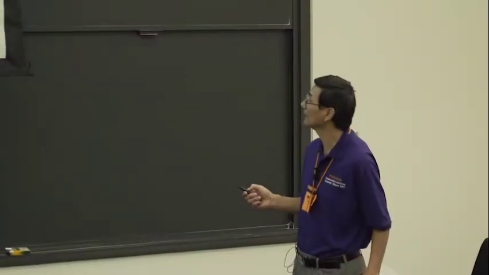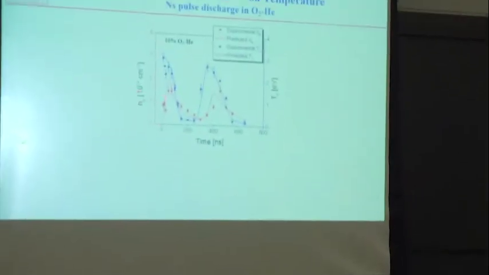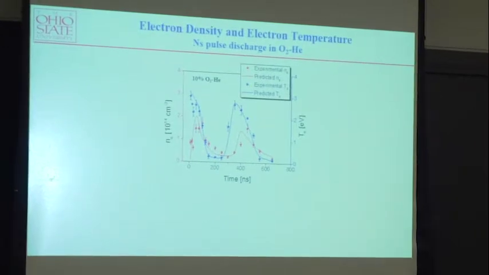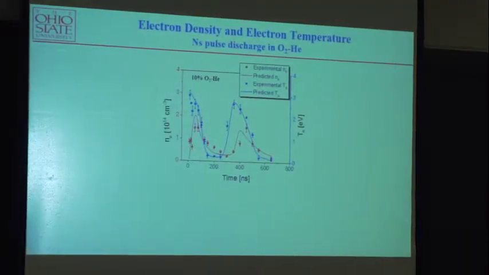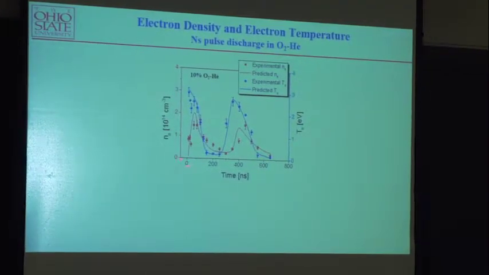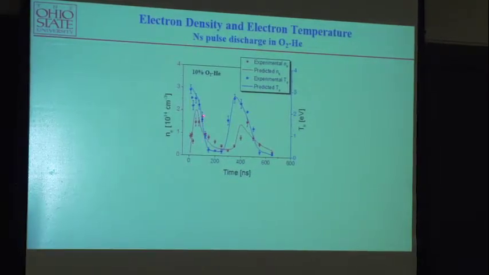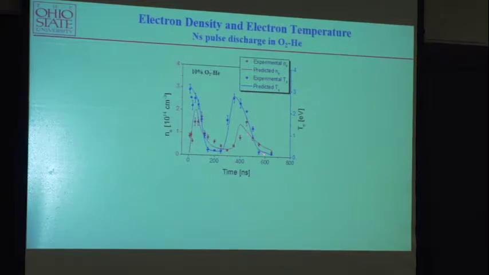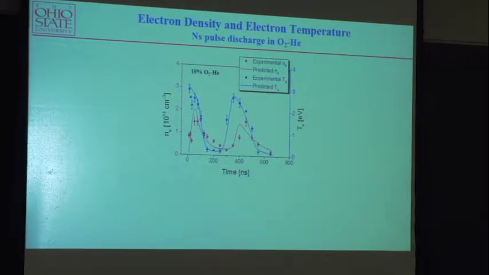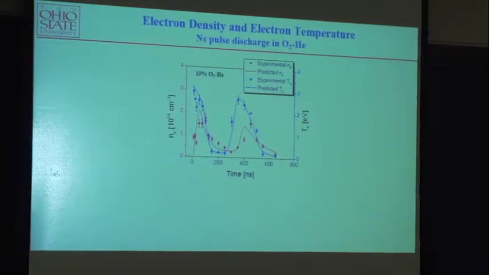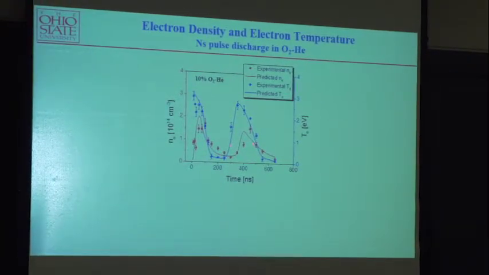So here is the measurement of the number density of electrons as a function of time for two pulses. One is at time 0, the other one is at time 400. The red one is the electron number density. You can see here the line is a prediction. So the predicted and the measured electron number density and temperature agree reasonably well in this helium-oxygen system.